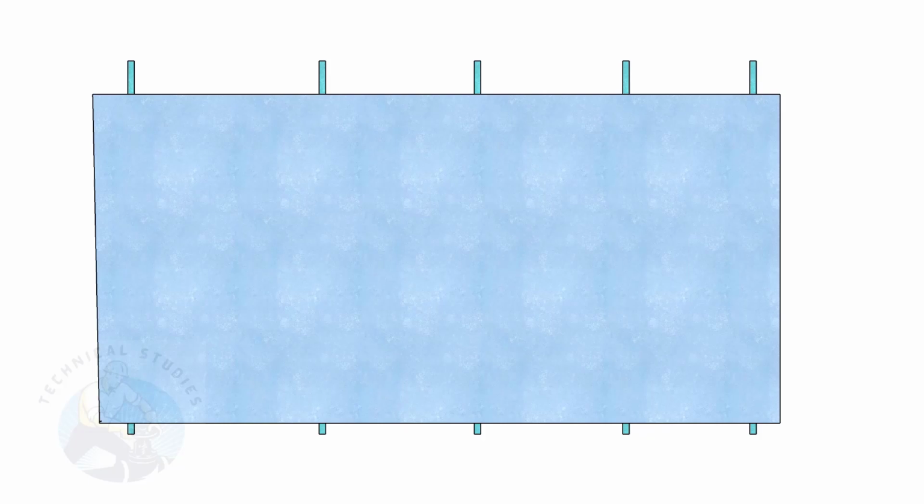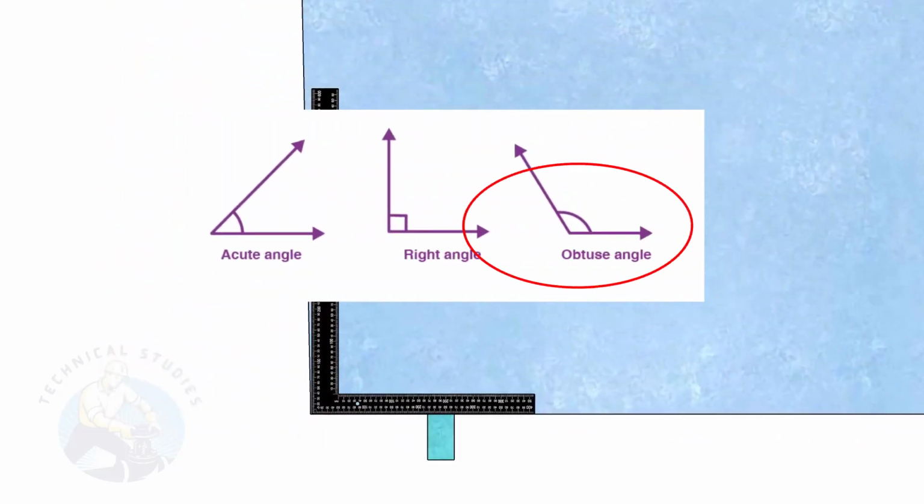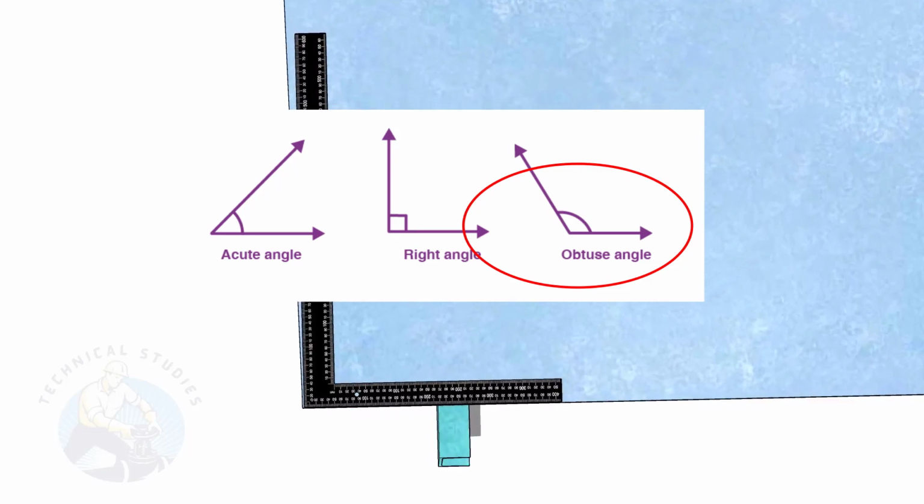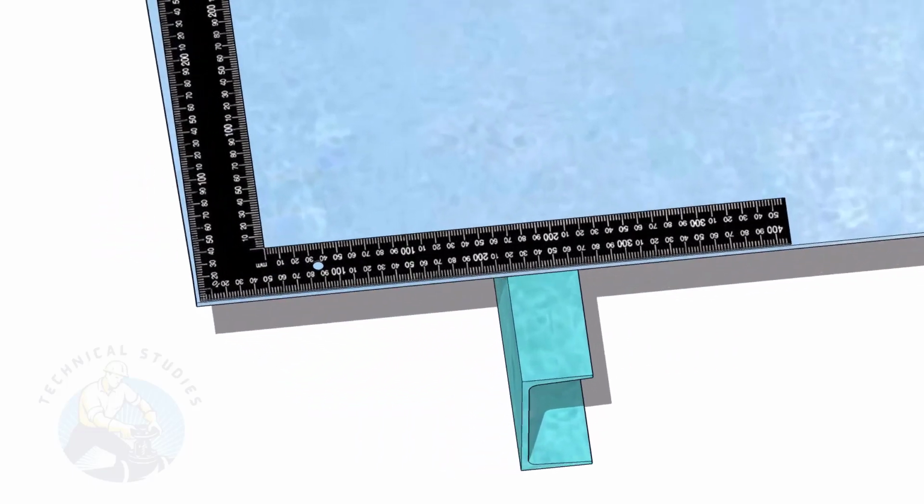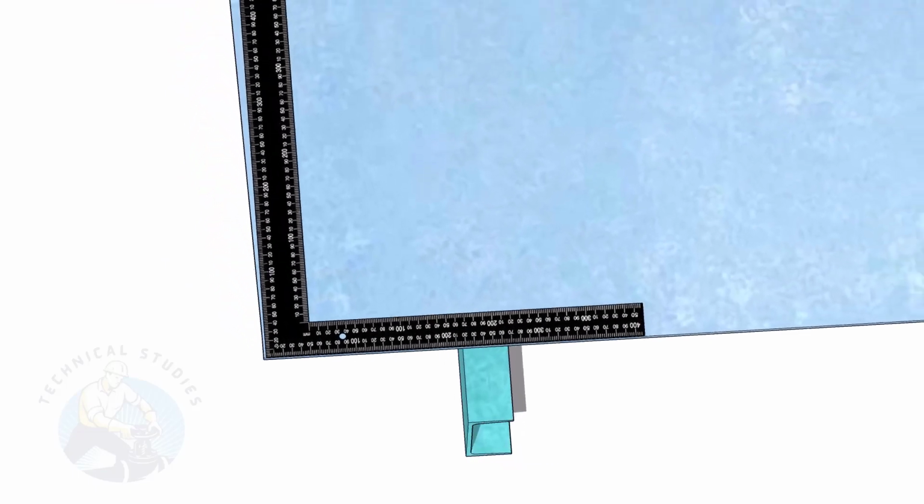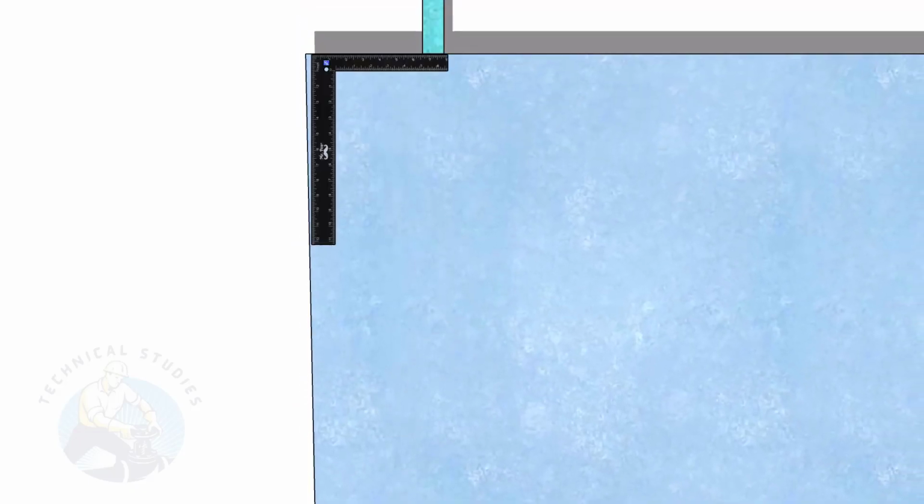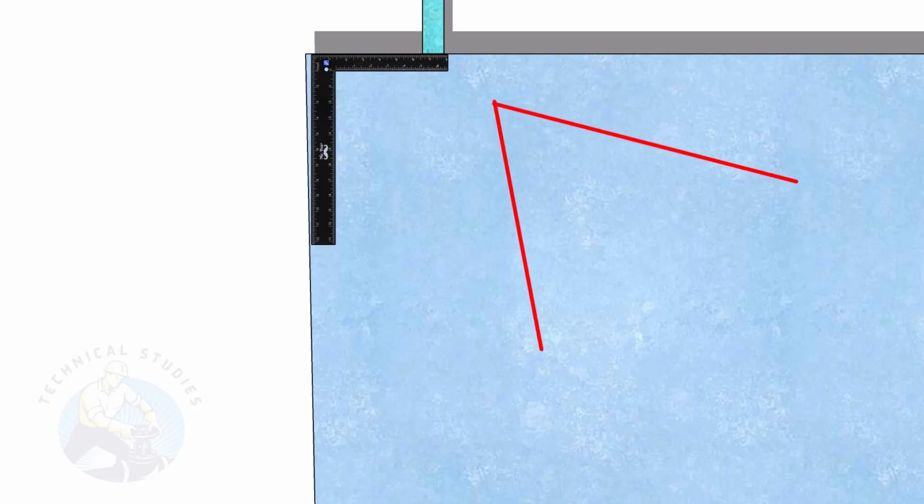Provide proper supports and level the plate. With a right angle, find a corner that is an obtuse angle. Make sure the leg of the right angle is parallel to the side of the plate. This corner is an obtuse angle, let us check the other corner. This corner is an acute angle. Go to the first corner.